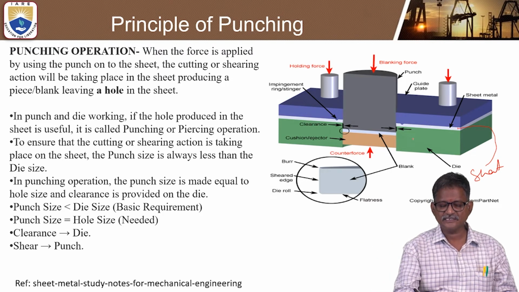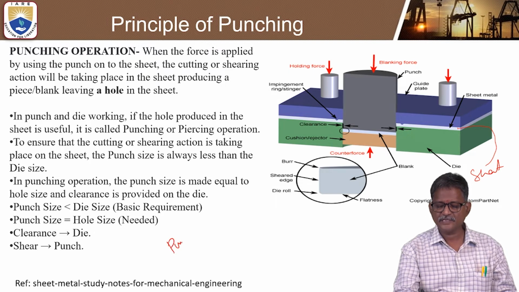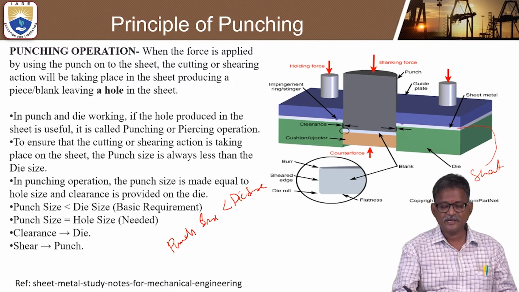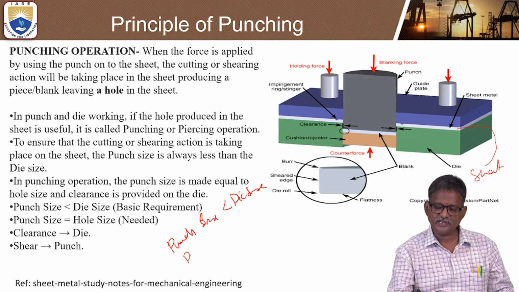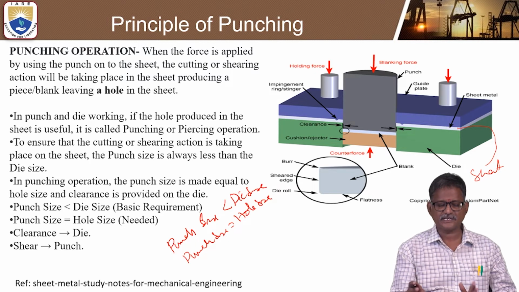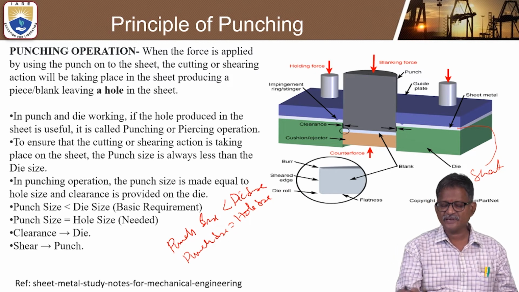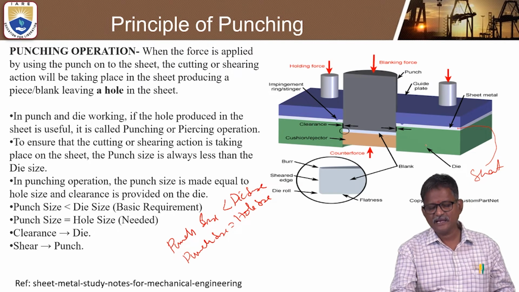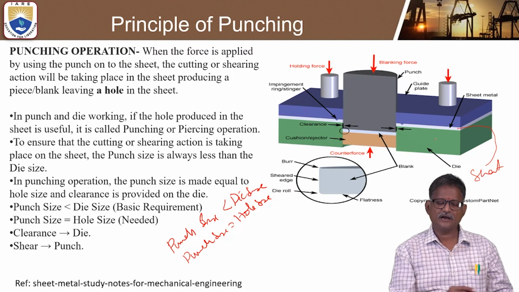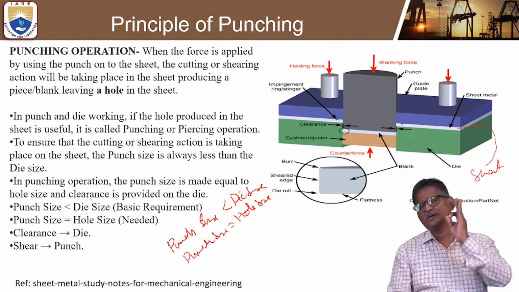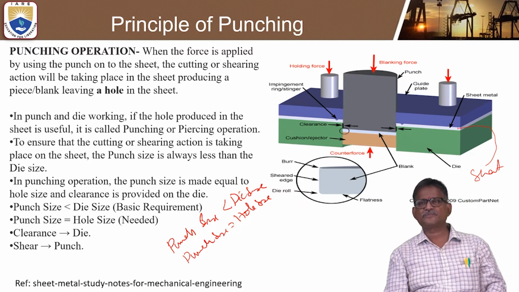Look at the punch size: it is always less than the die size. That is called the basic requirement. The punch size is equal to the hole size. This is needed. And clearance can be applied on the die, and shear is on the punch. This is the only concept involved in the punching process.